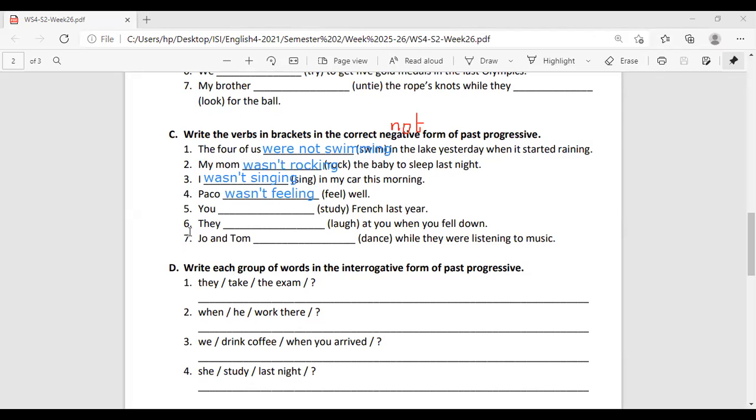Then Talia, prepare yourself for number 6. Yalla, Amir. 5. You study French last year. You didn't study French last year. Pay attention. I want this in the past progressive. You didn't study. No, miss. Past progressive, as your friends did. You are forming the verb in the simple past tense. No, I want it in the past progressive.